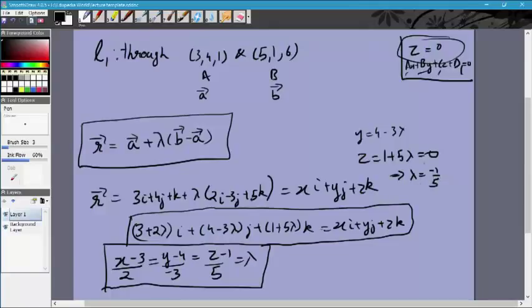And once we know that lambda is equal to minus 1/5, we can quickly and very easily calculate x and y, which will give me the actual coordinates of the point where they intersect. X is 3 plus 2 lambda, so 3 minus 2/5, which is (15 minus 2)/5, 13/5. And similarly, y is 4 minus 3 lambda, or 4 plus 3/5, or 23/5. So the point is (13/5, 23/5, 0).